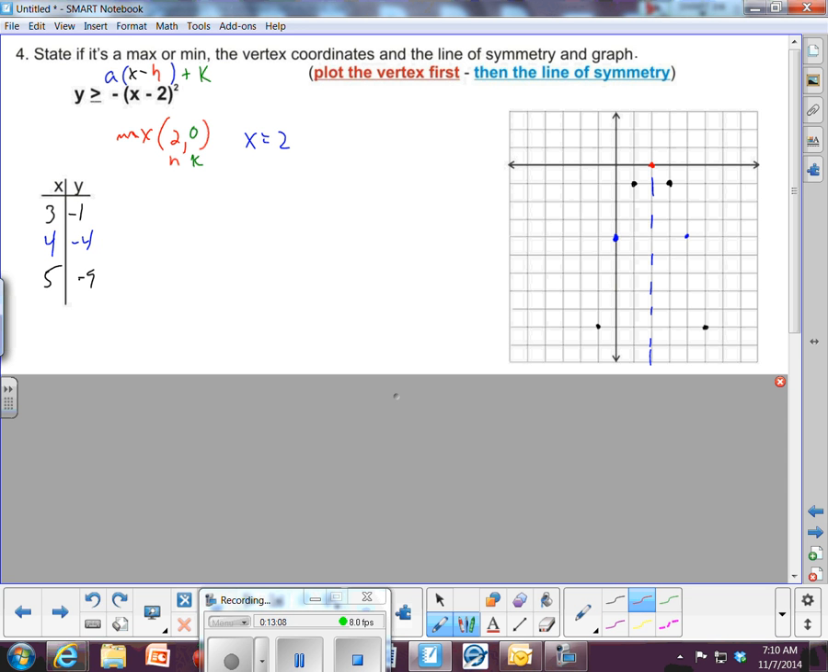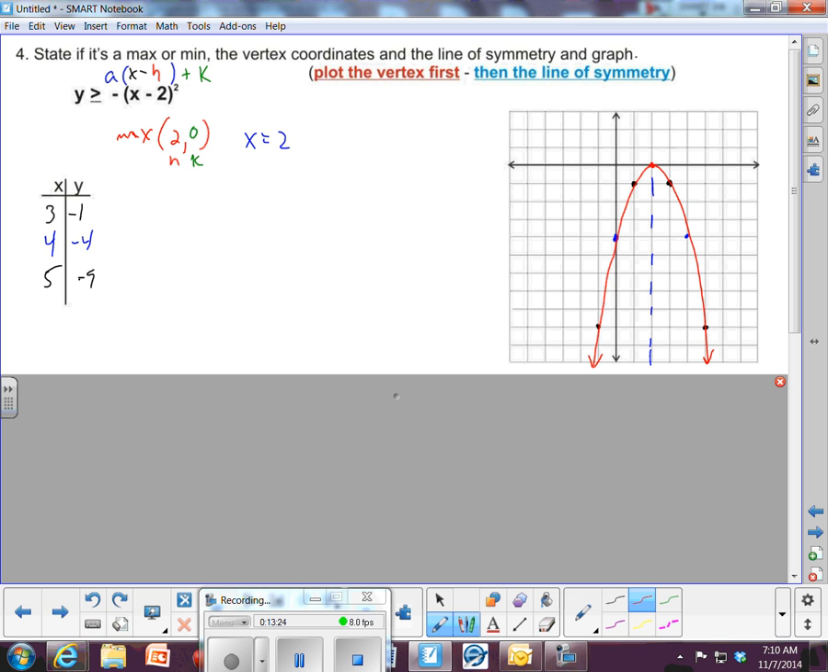Are the points of the parabola included in the solution? Yes, because it's an equal to. Therefore, I use a solid line. Every one of these points will make the inequality true because they're the equal to part.